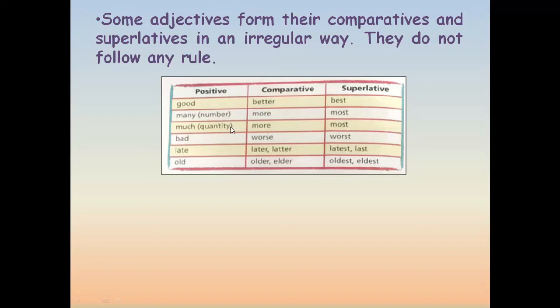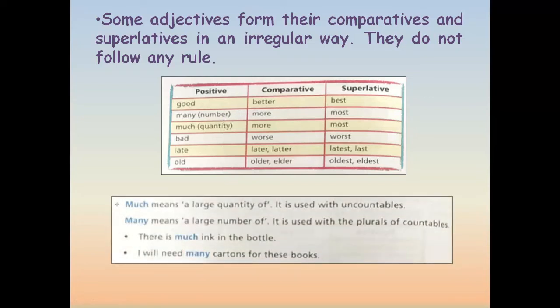We will discuss the difference between many and much. Bad becomes worse and worst. Late becomes later. It can also become latter. And in the superlative degree, it becomes latest or last. Old becomes older or elder in the comparative, and oldest and eldest in the superlative. We are going to discuss this in more detail. Let's understand the difference between many and much. I've taken all this from your book. You will find everything in the PDF of the book that I have shared with you.